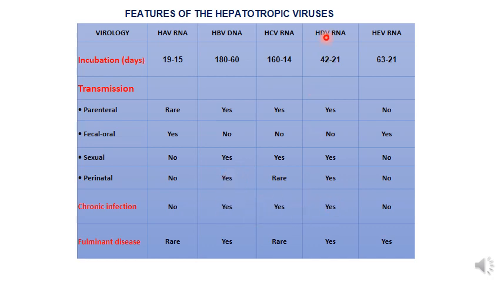Hepatitis D, a defective particle, needs hepatitis B infection to inflict harm to the liver. Fulminant hepatitis is common in D and B, as well as E. So rare in C and rare in A.